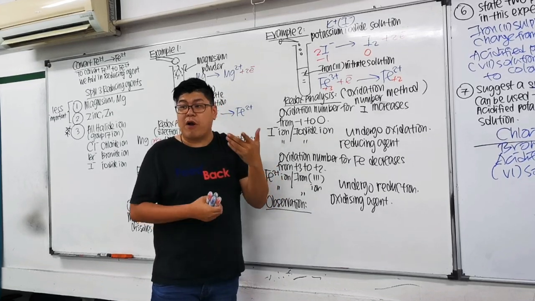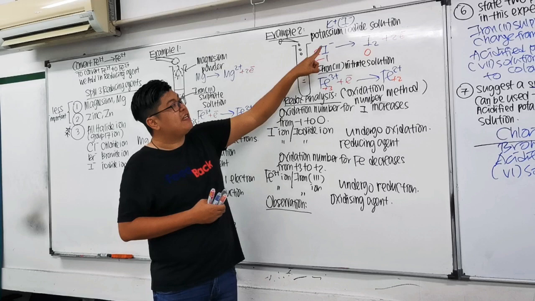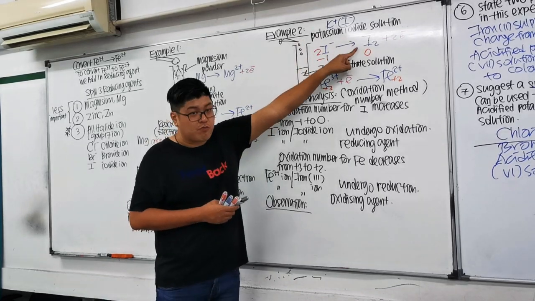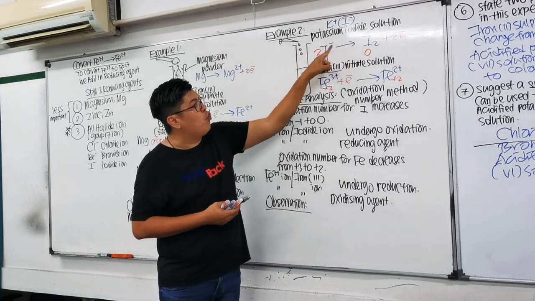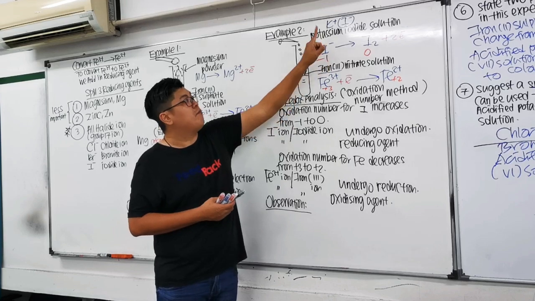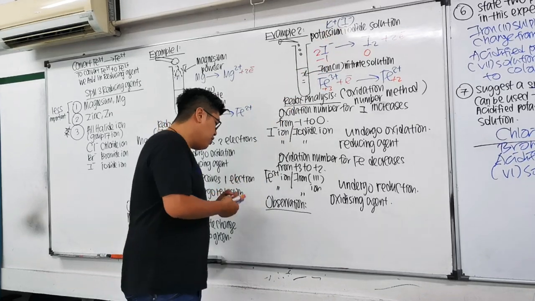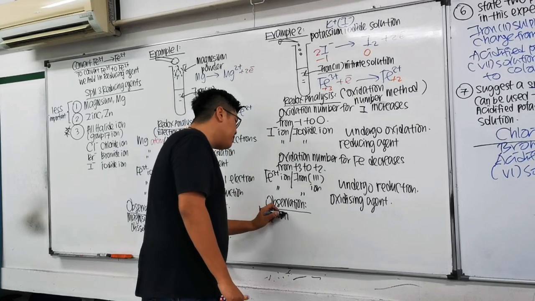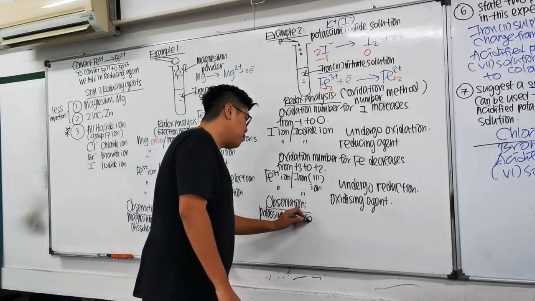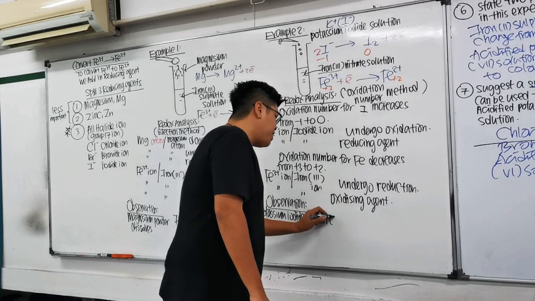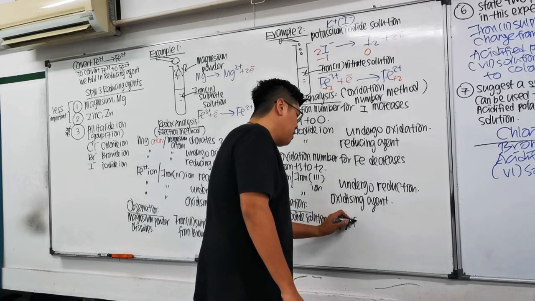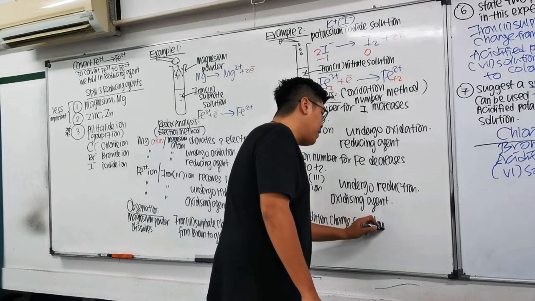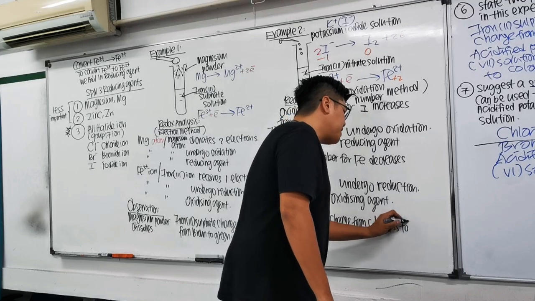Originally, iodine is brown. So this is colorless, this is brown. Colorless changes to brown. This colorless to brown happens on who? Iodide. Who is iodide? Potassium iodide solution. So your potassium iodide solution will change from colorless to brown. Okay, this is the first one.